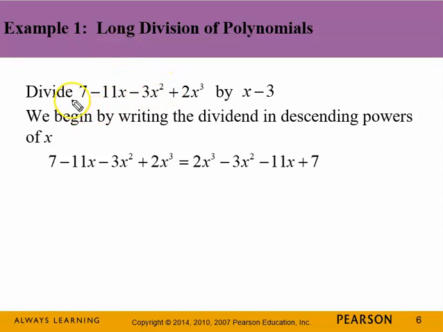So first of all, we have to put this in descending order. So let's do that together. 2x to the third minus 3x squared minus 11x plus 7. And we're going to divide this by this divisor x minus 3.